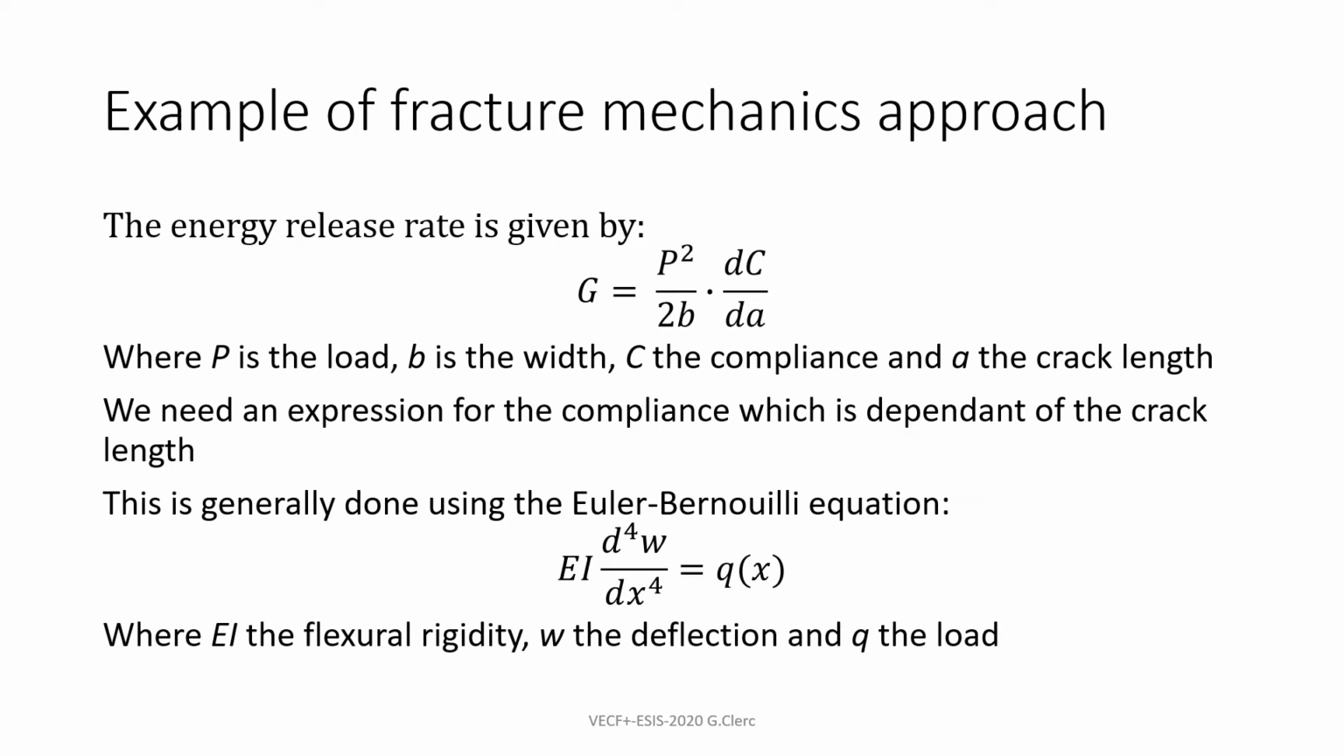Then let's first try to apply the fracture mechanics approach on the 3ENF sample. But first, what are the main steps of the fracture mechanics approach? The energy release rate is given by this Griffith formula, where P is the load, B is the width of the sample, C is the compliance, and a is the crack length. As you can see in this equation, we need a formula which describes the compliance depending on the crack length.